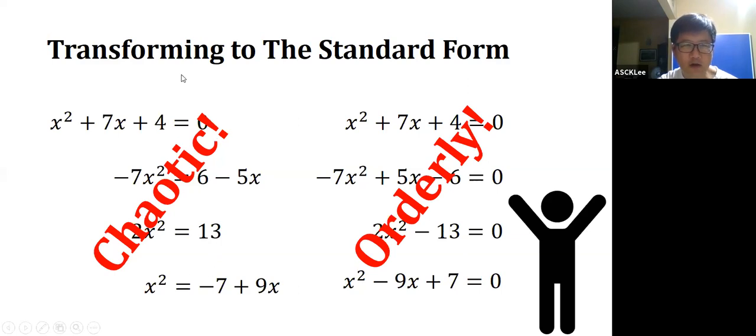Quadratic equations that are not in the standard form are chaotic. Quadratic equations that have been transformed into the standard form are all orderly. You can see that it's equal to 0, equal to 0, equal to 0, equal to 0. They are really neat and nice and orderly.